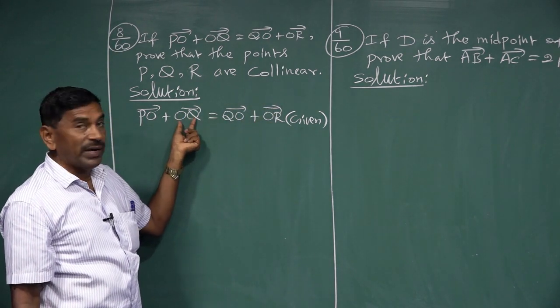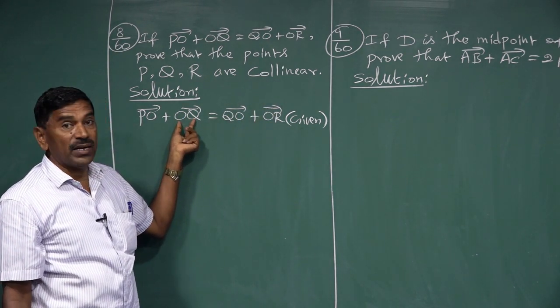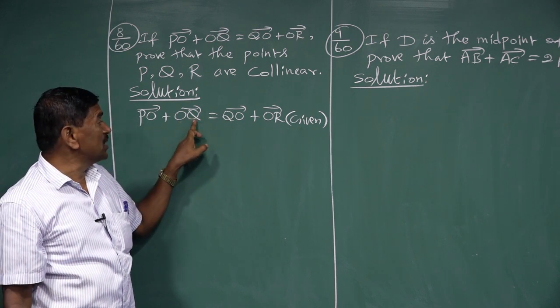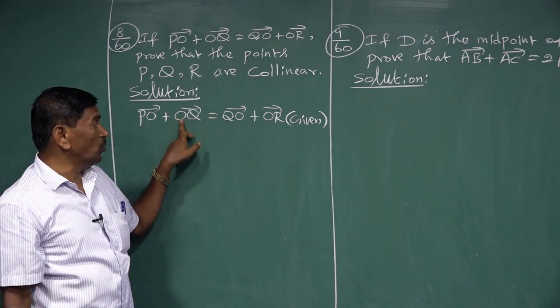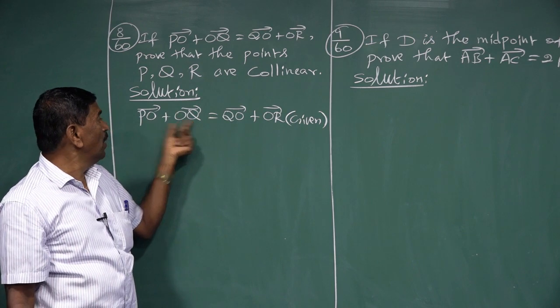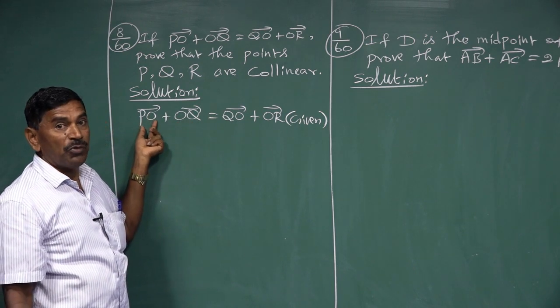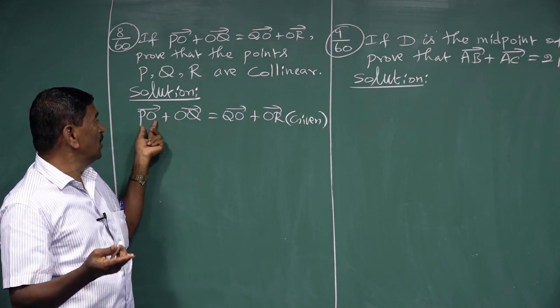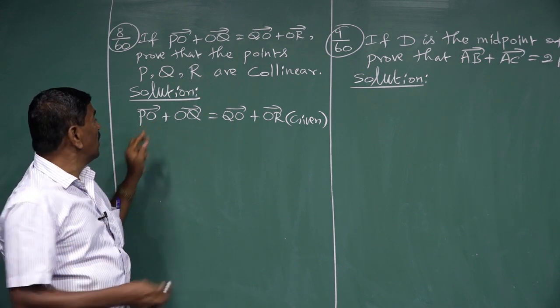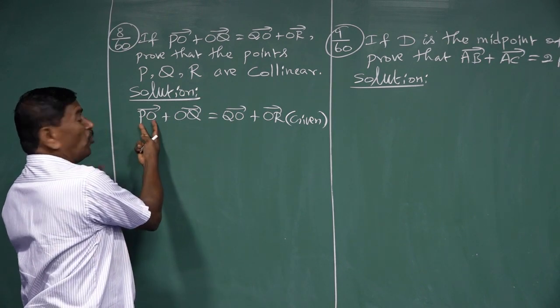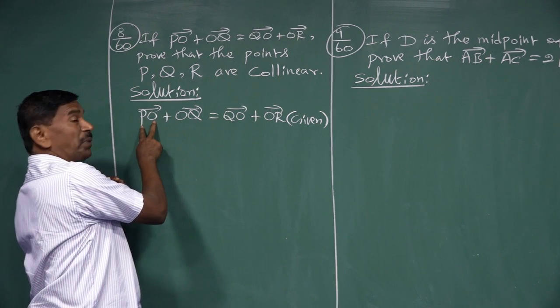Here OQ vector, what is meant by OQ vector? Yes, the position vector of Q with respect to origin O. It is in the standard form. But PO vector is not in the standard form. So to make the standard form, let us rewrite. That is PO vector is equal to minus OP vector.